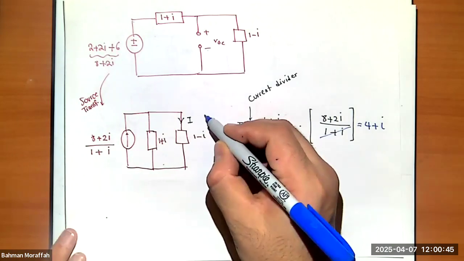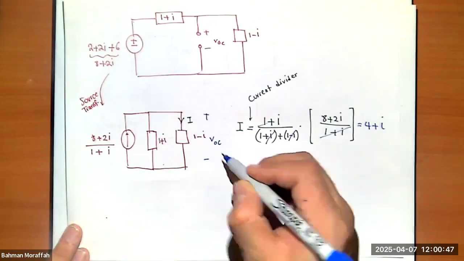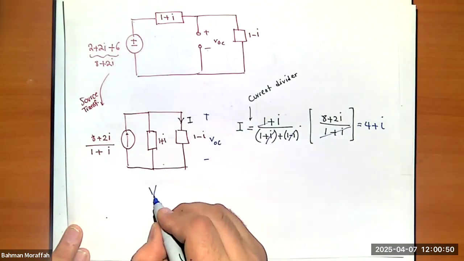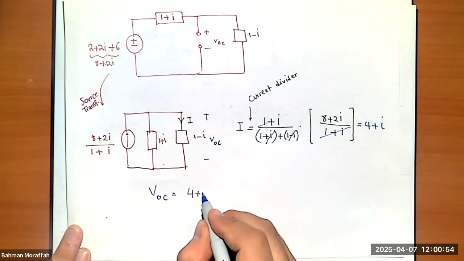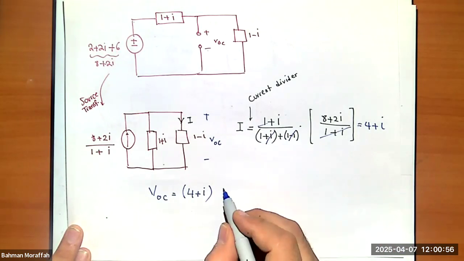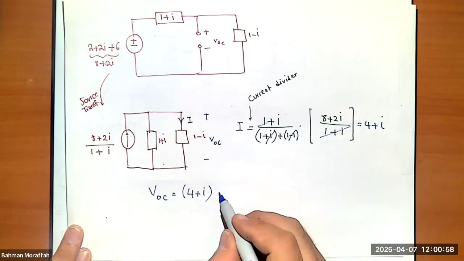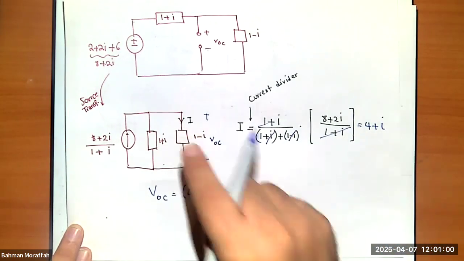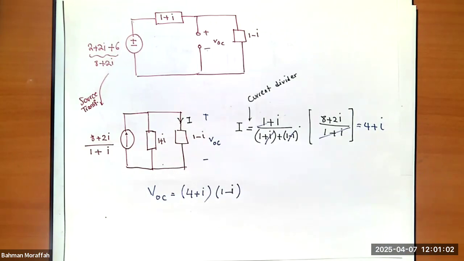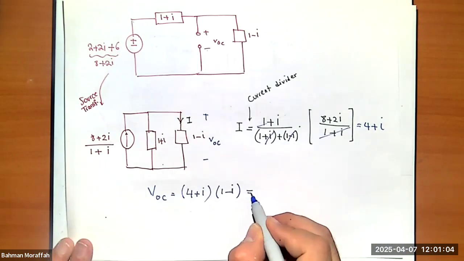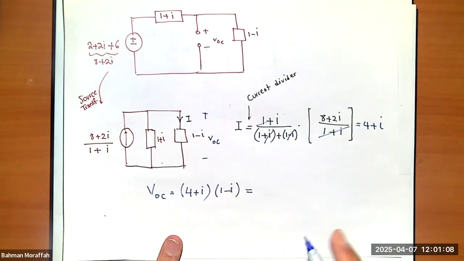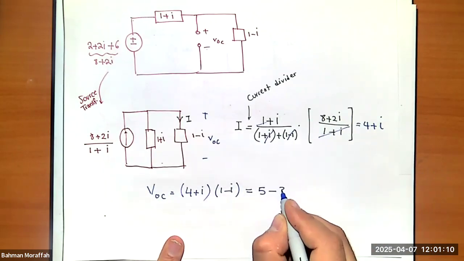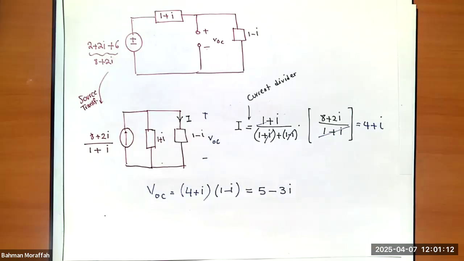Remember, voltage across this is V open circuit, right? What is V open circuit then? It's 4 plus I times current through it. Basically, the current through it times 1 minus I, which is the value of the impedance, right? I can distribute this, and that would be 5 minus 3I, right?